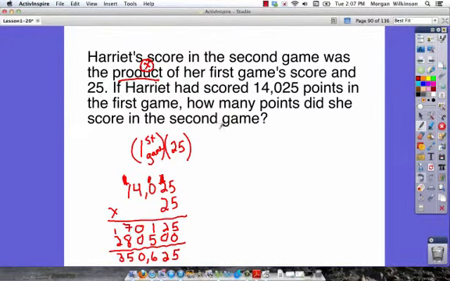350,625. We need a label. How many points did she score? She scored 350,625 points. Make sure you box your final answer. That's the product, the answer to the multiplication problem, and you're all done. Now in this problem, you don't need to write out this word problem if you're wondering about your notes because it has more than one sentence. But go ahead and write out how we found out what our answer is.